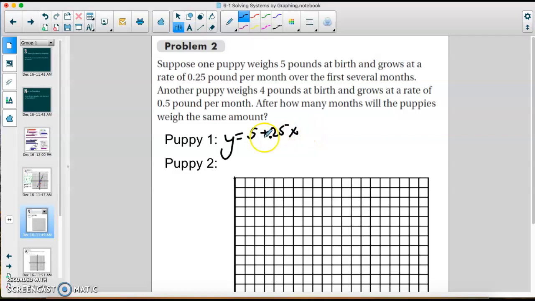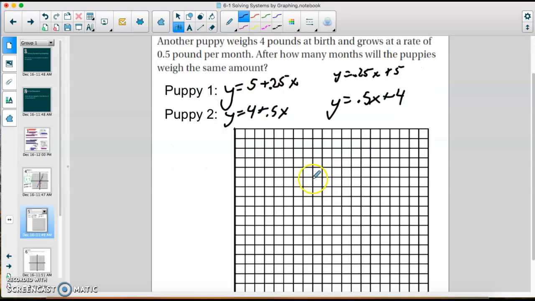Now if we want this in y equals mx plus b, it technically already is, but we can just switch stuff around here. That's okay. So there's our first equation right there. And then the second one, the second puppy weighs 4 pounds at birth, but then they grow a little bit faster at 1/2 a pound per month. Some people just like to see it in y equals mx plus b. It's a little bit easier for them. I'm one of those people. All right, now we're ready to graph.